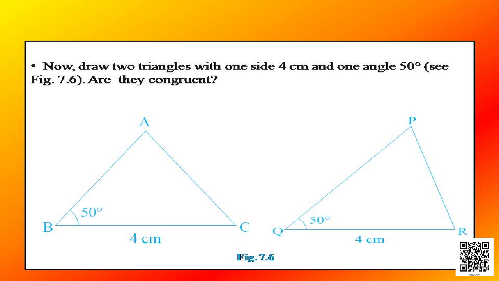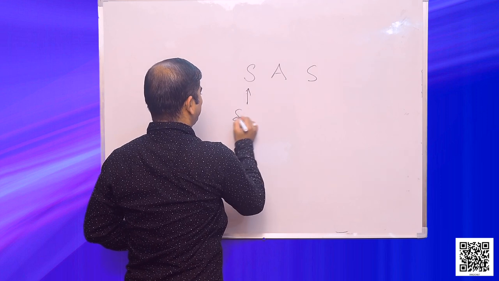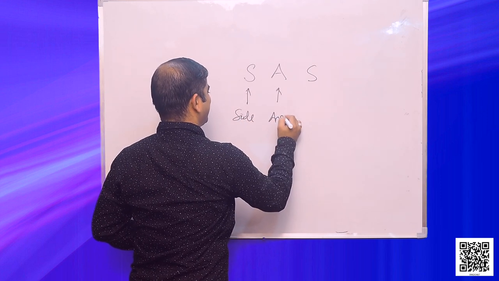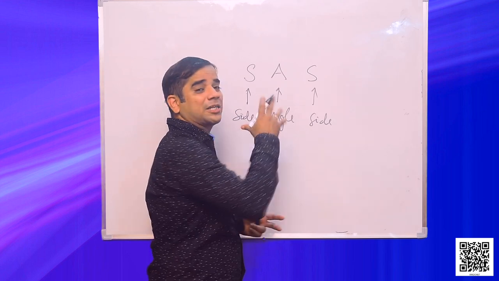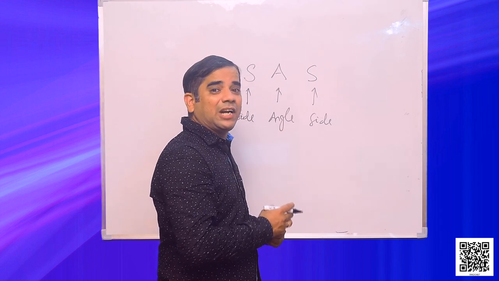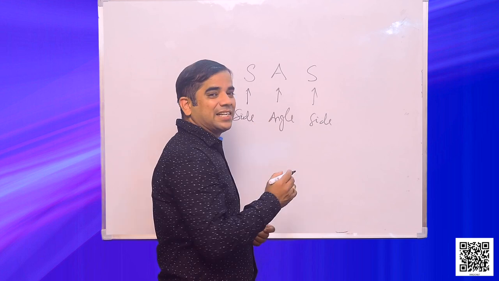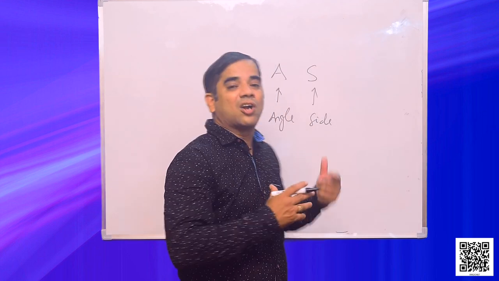This is the first criterion for congruence of triangles. So this gives us Axiom 7.1, that is the SAS congruence rule. What does it mean? SAS: side, angle, and side. That means in two triangles, if two corresponding sides are equal and they have an equal angle included between them, then those two triangles are congruent to each other. Okay, this is called your SAS congruence rule.